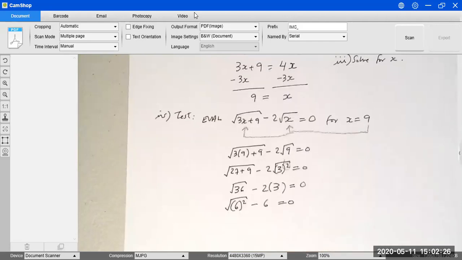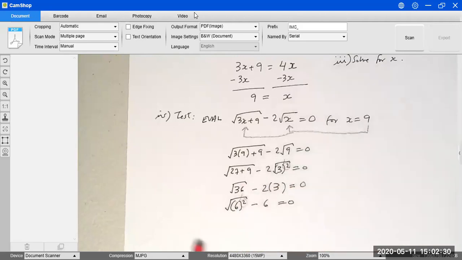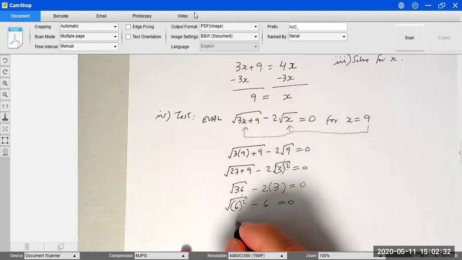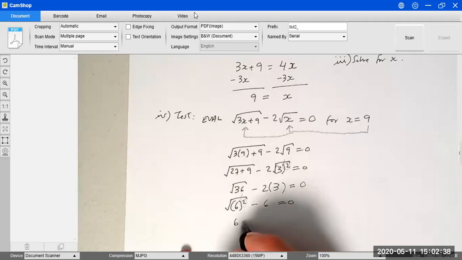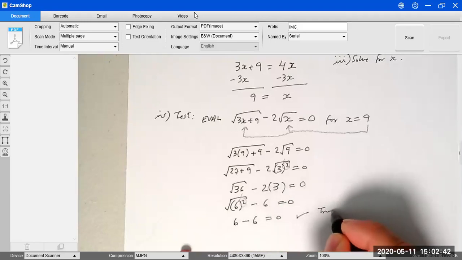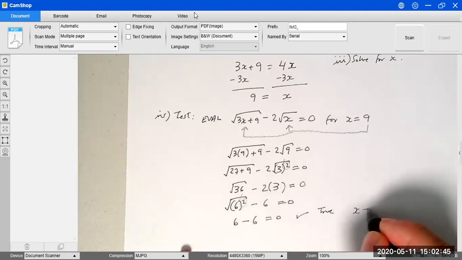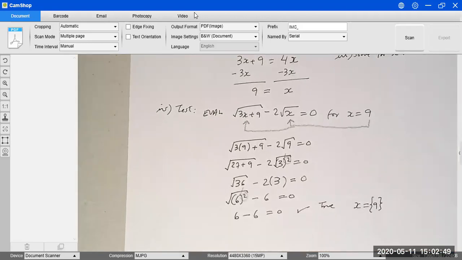So here the same thing. We're going to remove the exponent. We'll remove the radical. So the 6 is left, but it's no longer a radical. 6 minus 6 equals 0. This is true. So that means that the solution x equals 9 is the right answer for this problem.